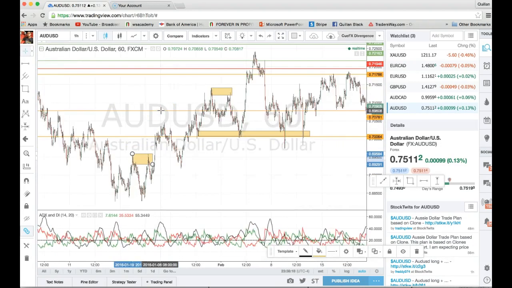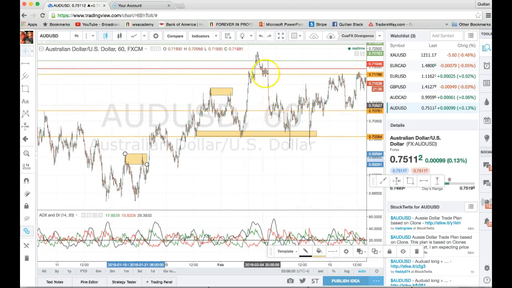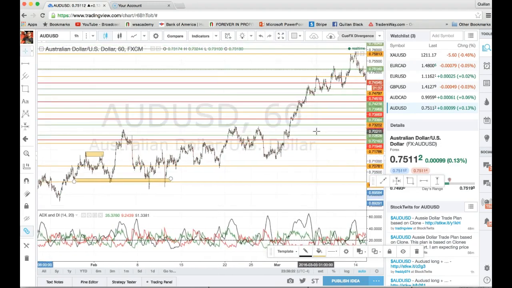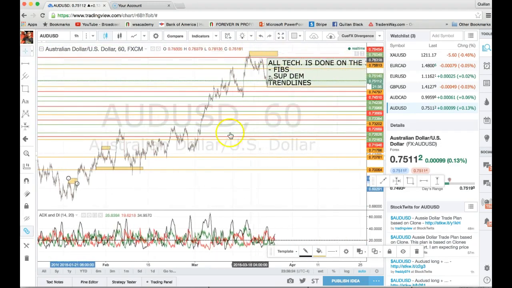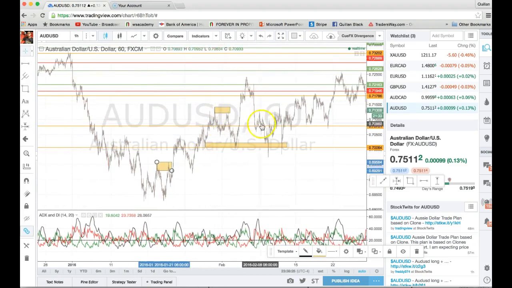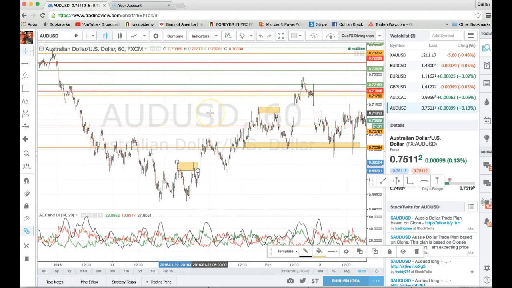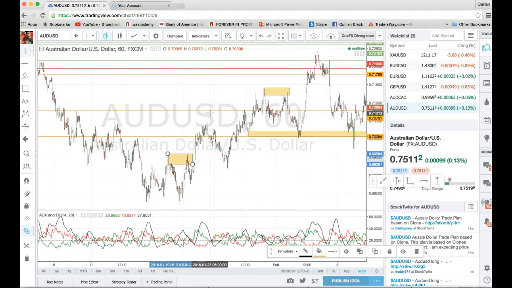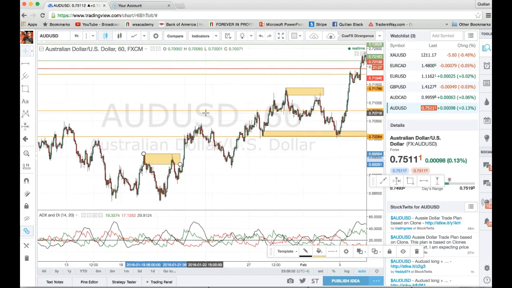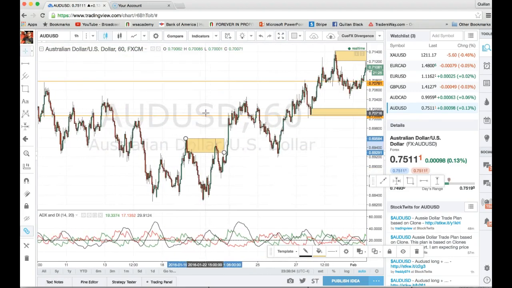See how on all my zones, it's on the outskirts of the market every single time. The outskirts, every single time. It's never in the middle or any of that. It's on the outskirts of the market because it's where the major swings of the market are. Okay? So that is supply and demand zones.